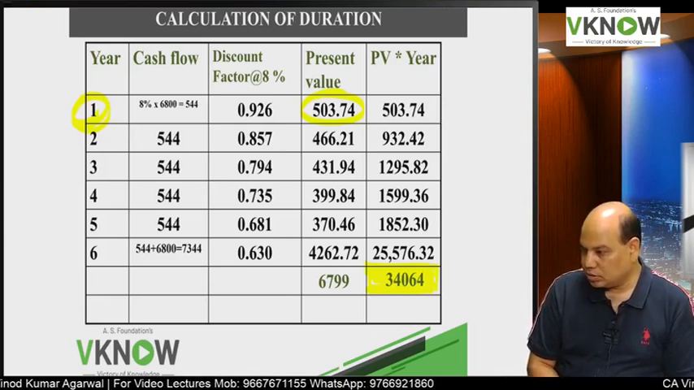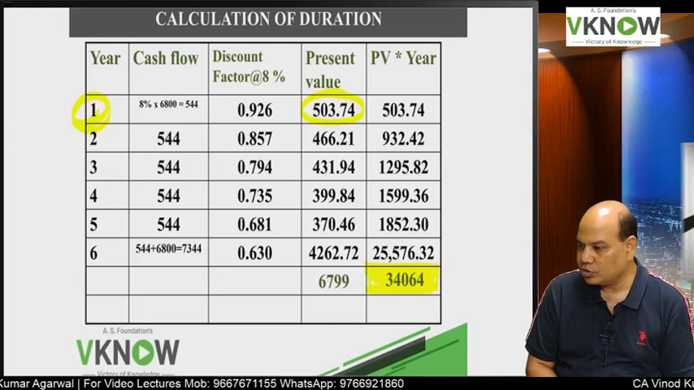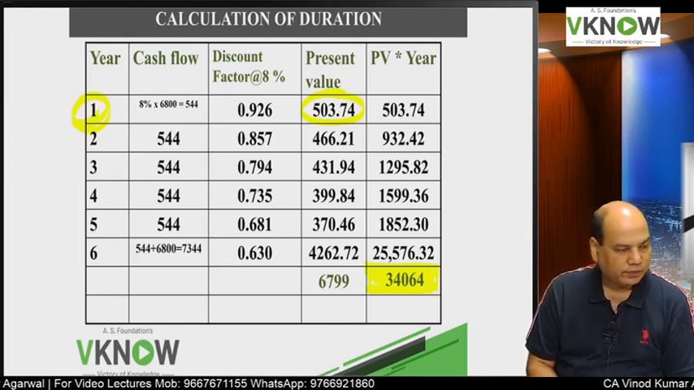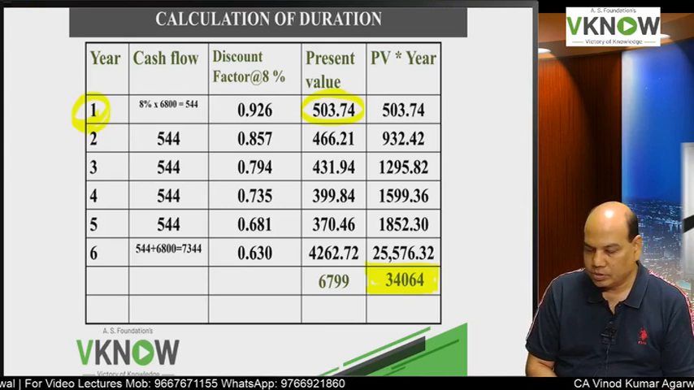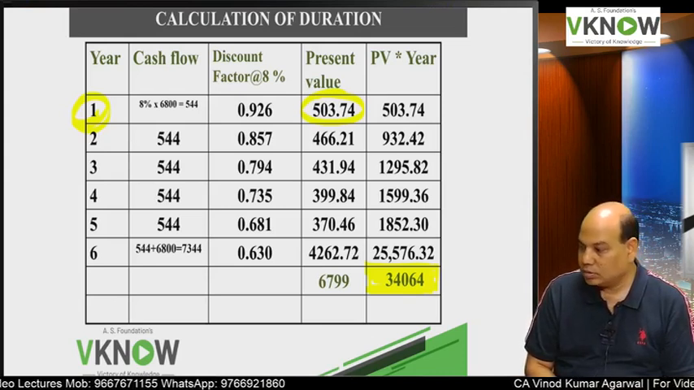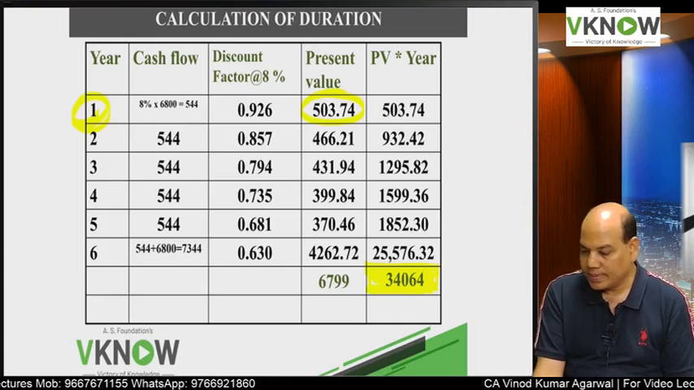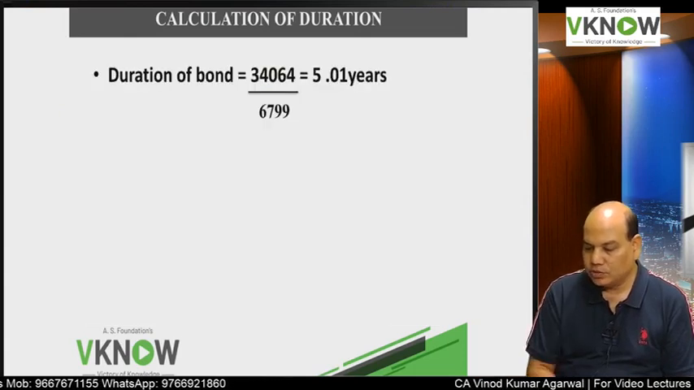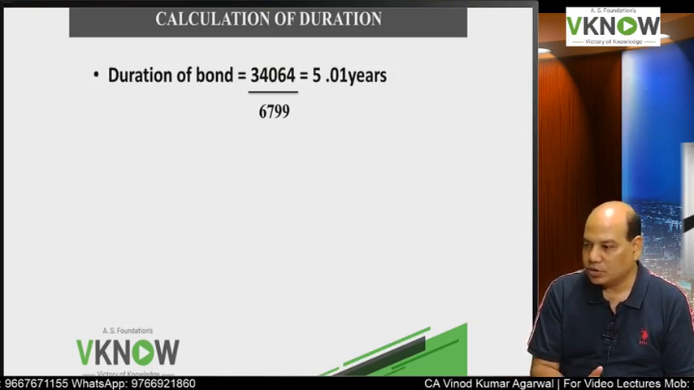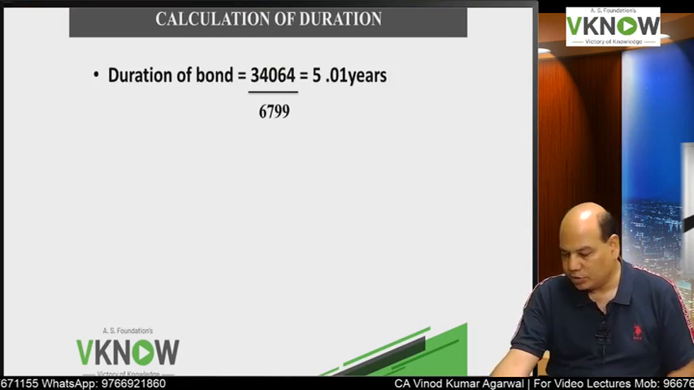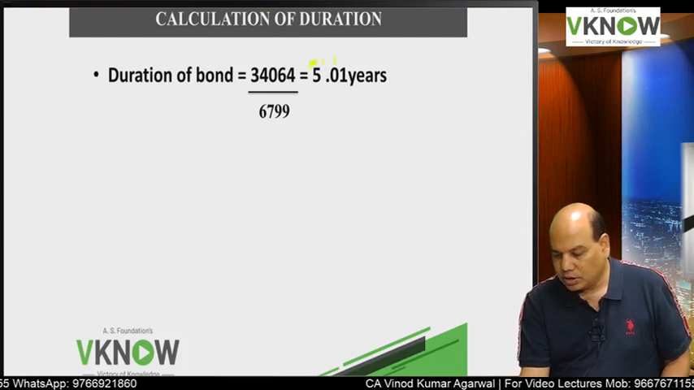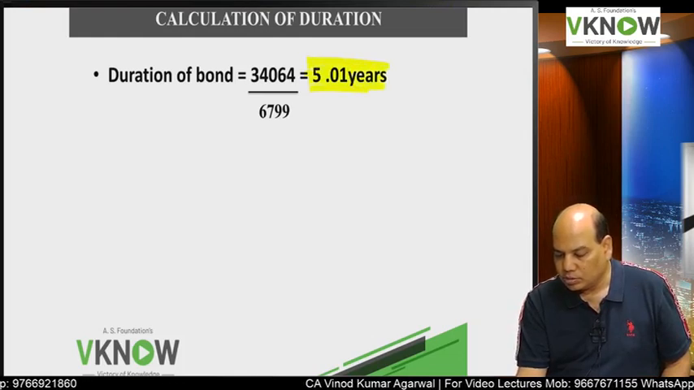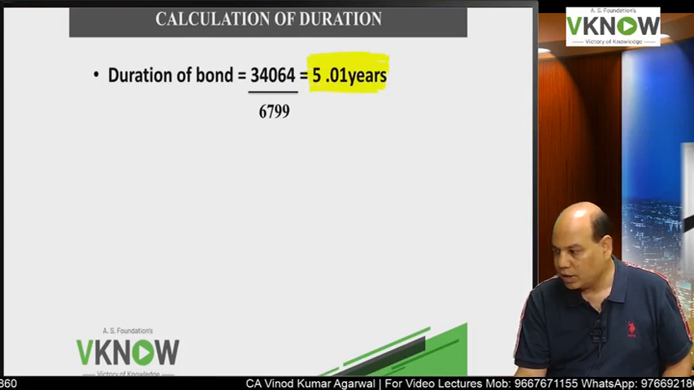So this is how much? Approximately check 34064. Now tell me the duration. Duration of the bond is, it should be 34064 divided by 6799, 5.01 years. That is what I wanted. I wanted that duration of my bond should be equal to 5 years, which is the duration of my liability.